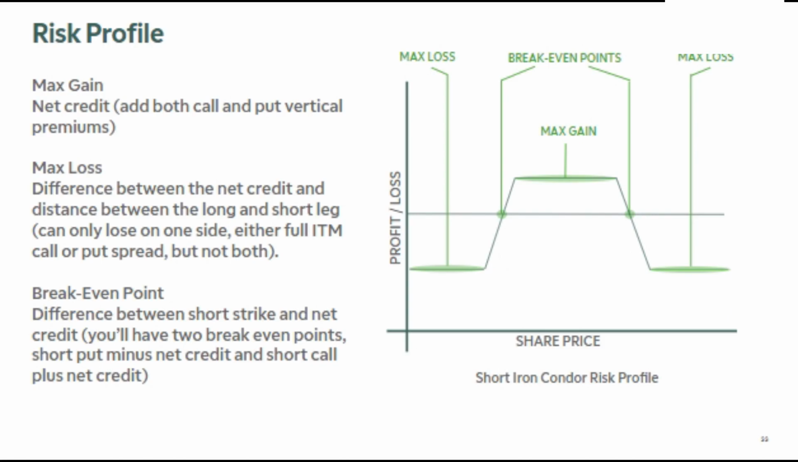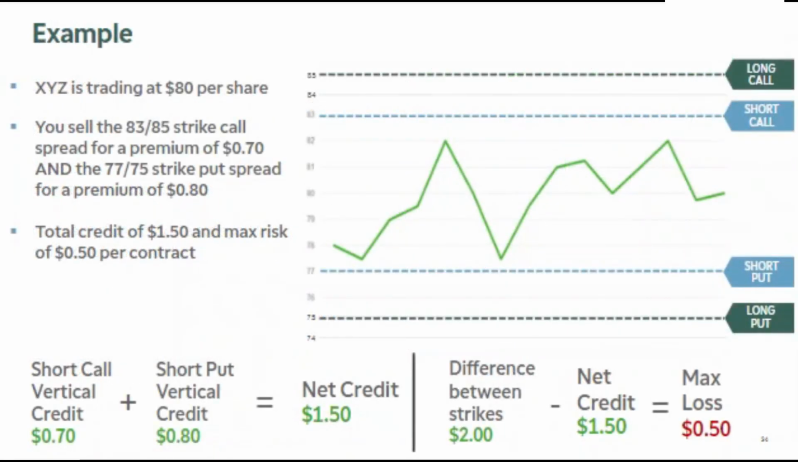So quick example here, stock's trading again at $80 a share. Sell the 83, 85 strike call spread for a premium of 70 cents and the 77, 75 strike put spread for 80 cents, total credit of $1.50. This is just a recap basically of the slide we saw previously. Max profit, $1.50, which is our net credit, max loss of 50 cents.